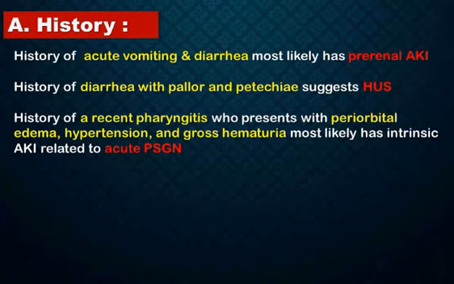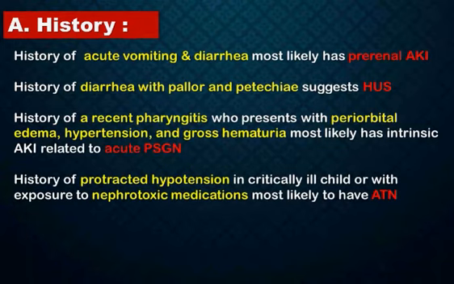The same applies in HUS. A history of protracted hypotension, like in a critically ill child with exposure to nephrotoxic medications, also means the patient is most likely to have acute tubular necrosis.